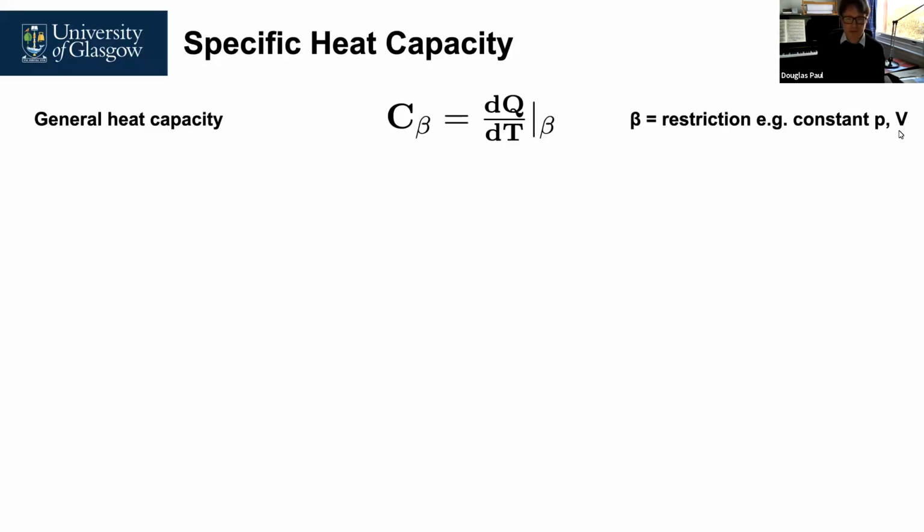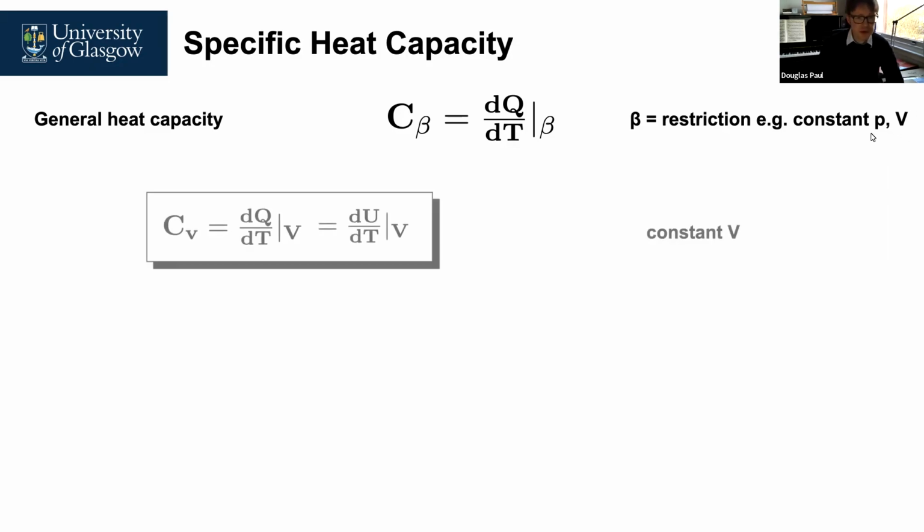There's a few other constants you can potentially put in there, but for all the systems we're going to look at, we're going to either be talking about constant pressure or constant volume. So if we look at constant volume first, the specific heat capacity at constant volume is the rate of change of heat with temperature at constant volume.